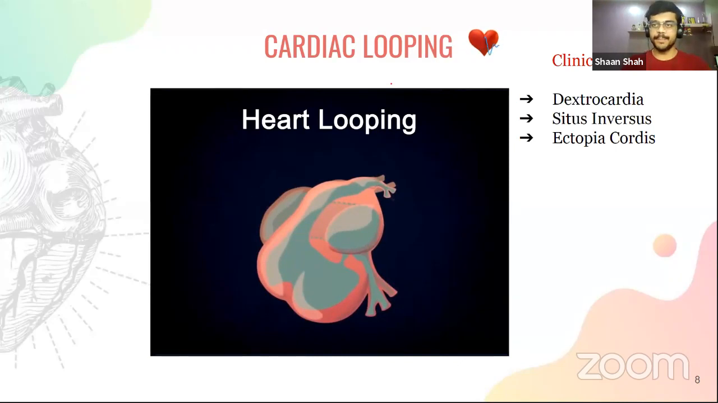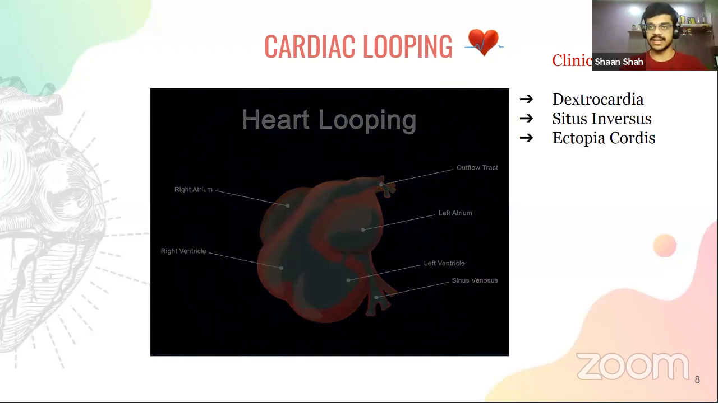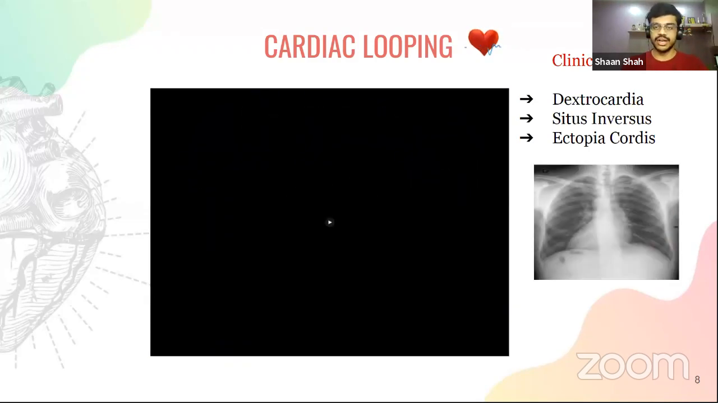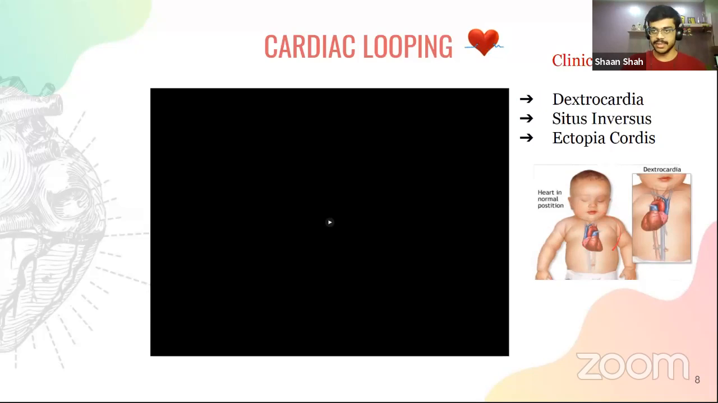So there are certain positional anomalies associated with the heart. The first we'll discuss is dextrocardia. In dextrocardia, there is reverse bending of the heart tube, which leads to the apex of the heart lying to the right side of the midline of the body. Here you can see the X-ray where the apex is lying to the right of the midline. Here is a baby with dextrocardia. Dextrocardia may be accompanied by an overall reversal of all the organs of the body. That condition is known as situs inversus.